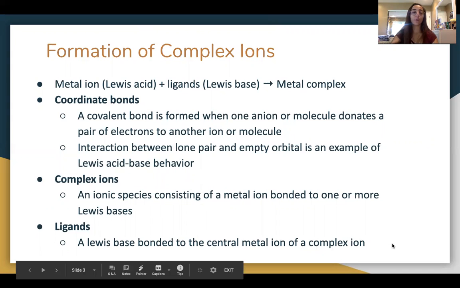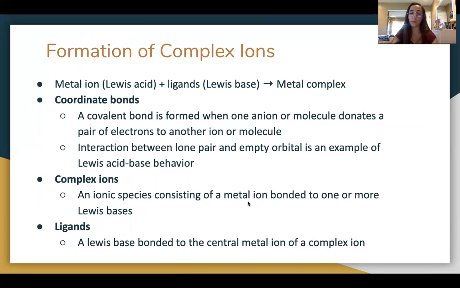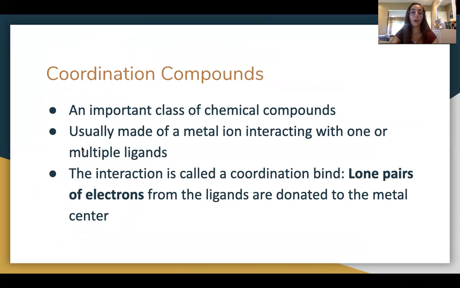This might all sound very weird right now and not make sense, but we'll see a visual in a bit to make everything more clear. We should know what coordination compounds are. They are an important class of chemical compounds, usually made of a metal ion interacting with one or more ligands, and the interaction is called the coordination bond. Lone pairs of electrons from the ligands are donated to the metal center ion. So what we're looking at is a metal center ion with ligands around it. That's basically what this is saying.